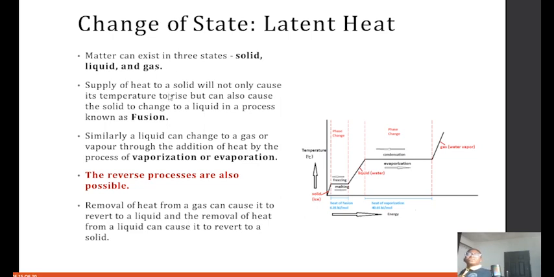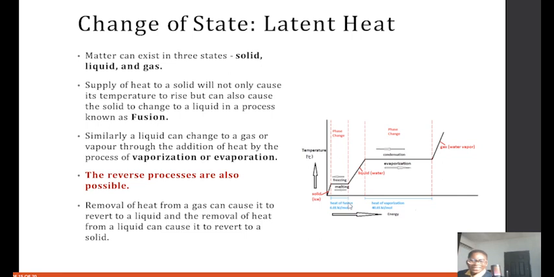Supply of heat to a solid will not only cause the temperature to rise, but can also cause the solid to change to a liquid in a process known as fusion. Similarly, a liquid can change to gas or vapor through the addition of heat by the process of vaporization or evaporation. So look at it now. Heat is increasing, temperature is increasing. That's the solid.